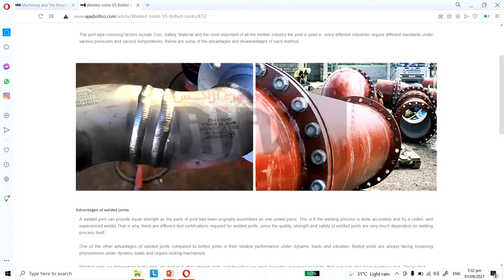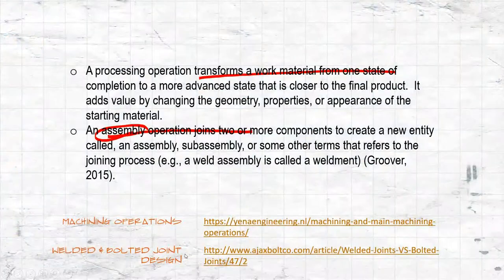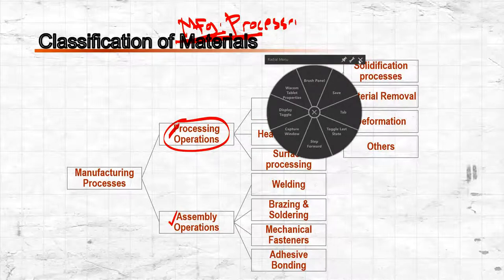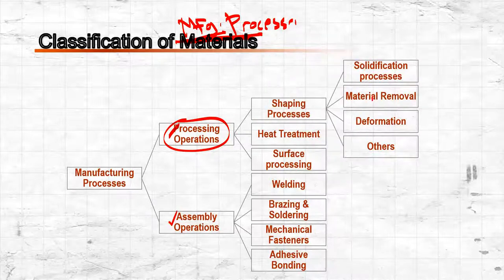By bolting, and right here is by welding. Okay, so going back to the classification, processing operations are further classified as shaping processes. When we say shaping processes, it has to do with the geometry, with the shape of the material.